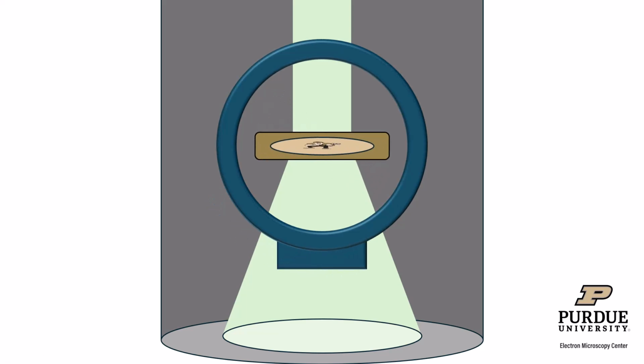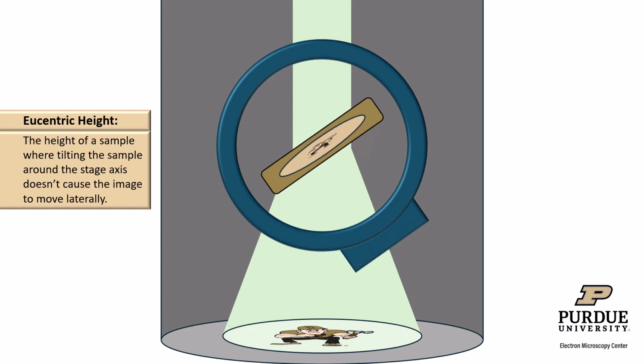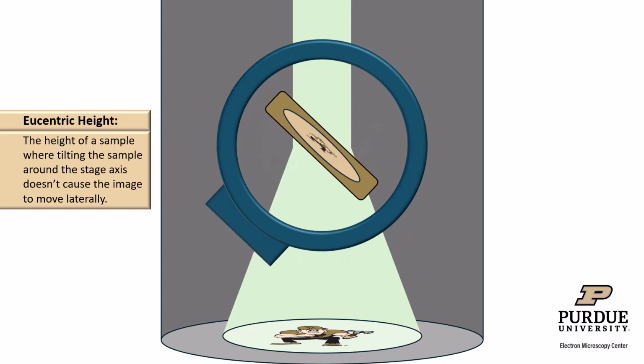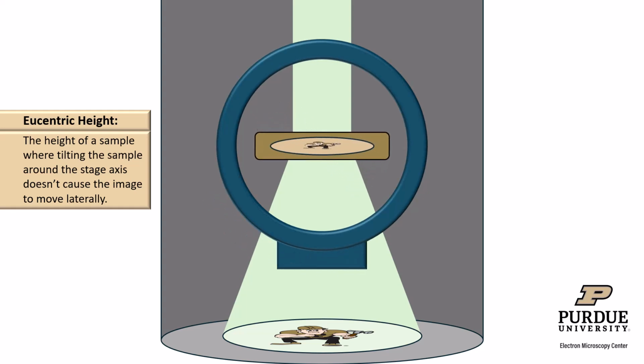At this point, let's review that definition from earlier. Eucentric height is the height of a sample where tilting the sample around the stage axis doesn't cause the image to move laterally. So let's add the image of the sample, which is generated by the electron beam and is viewed on the phosphor screen or the CCD camera. Now, as the stage tilts back and forth again, you can see that the image of Purdue Pete on the phosphor screen is not moving. And that is ideal behavior that we see when the sample is already at eucentric height.